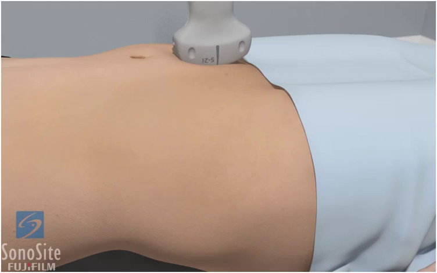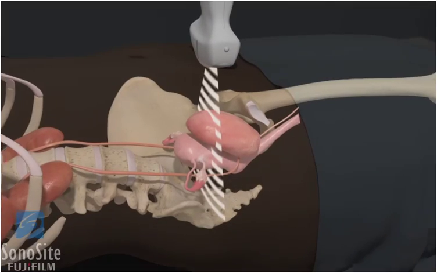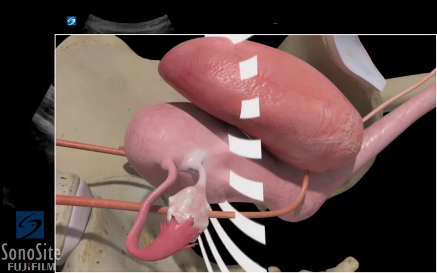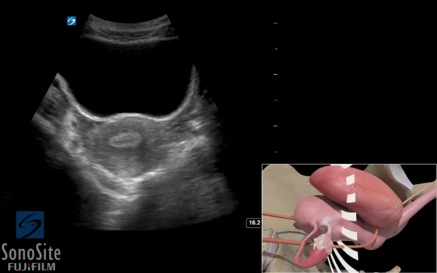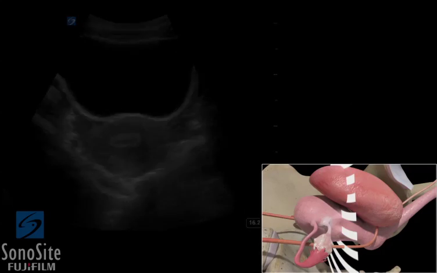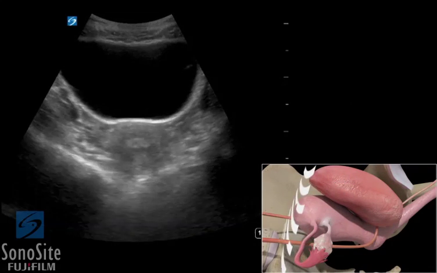The transducer is then placed in a transverse orientation in the midline at the level of the symphysis pubis. The orientation marker is directed toward the patient's right. The transducer is placed above the pubic symphysis and angled into the pelvis to visualize the bladder. The uterus can be seen as an echogenic circular structure directly posterior to the bladder. The endometrium will appear as a hyperechoic horizontal line. The transducer should be swept superiorly to inferiorly to see the entire uterus.